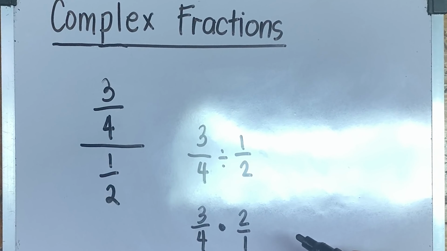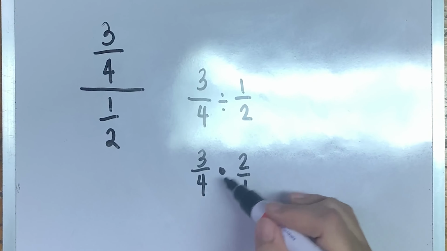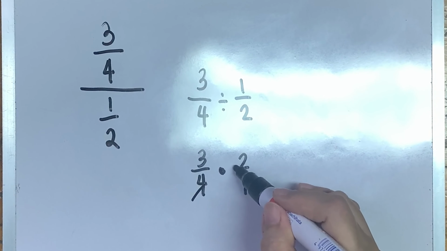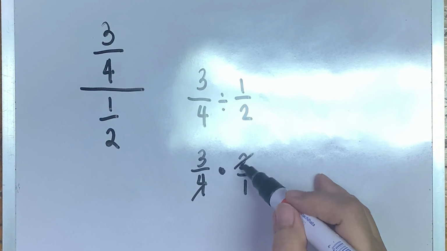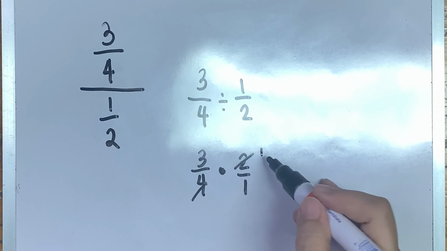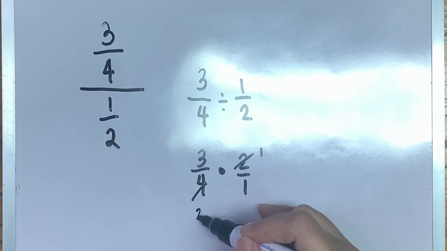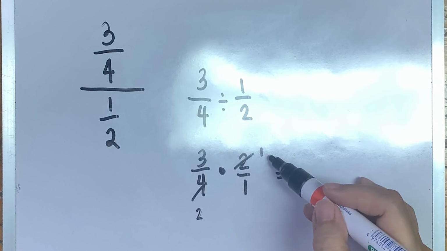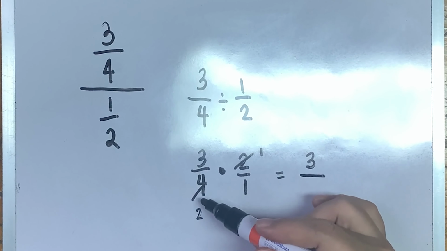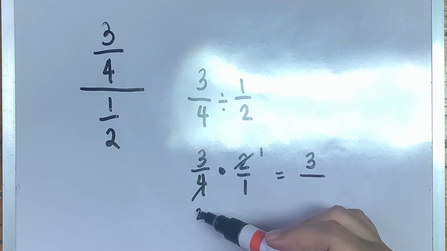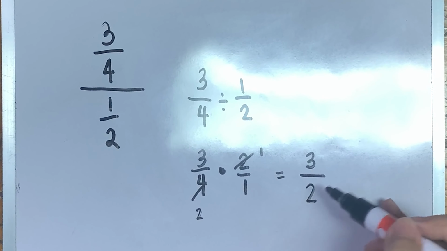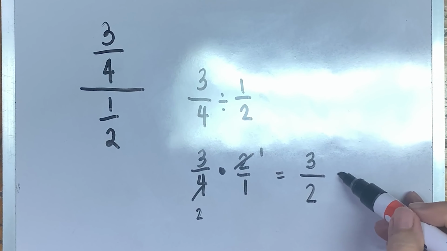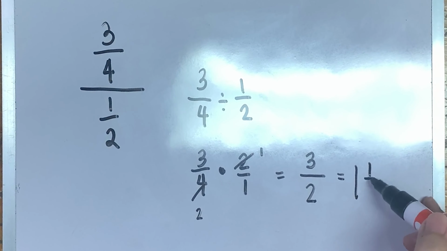Or, pwede rin natin i-simplify by canceling. Now, these two numbers, we can divide both by 2. So, pag dinivide natin to by 2, we'll get 1 here. And 4 divided by 2 is 2. Then, i-multiply natin yung numerator sa numerator. Kuha tayo ng 3. And denominator to denominator, 2 times 1 is 2. So, our answer is 3 over 2 or simply 1 and 1/2.